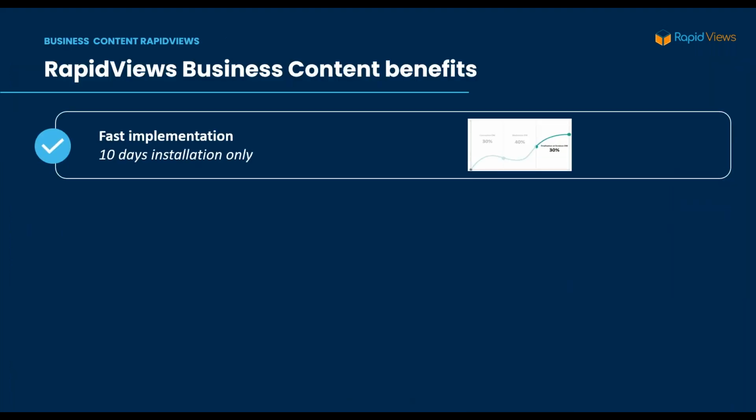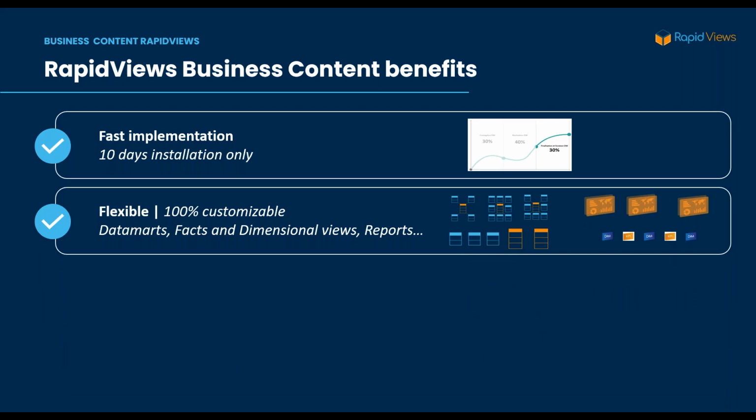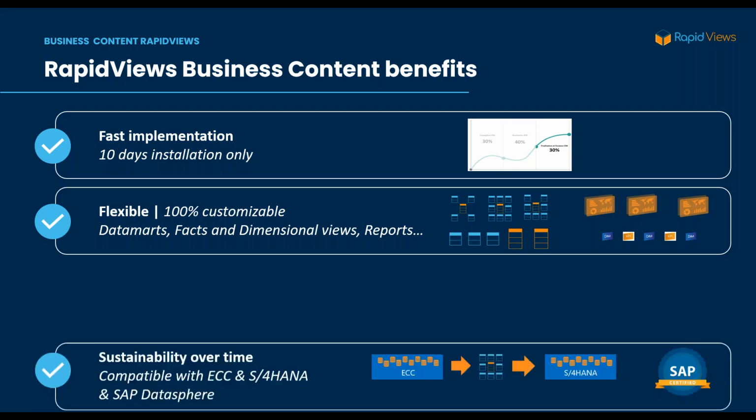Okay, so what do we say? Thanks to our RapidViews Business Content, it's fast because you do not need to start from a blank page, and we provide an accelerator. Everything can be modified. It's not a kind of black box, of course. You can access any dimension, fact, data mart, semantic layer, all the samples of reports that we provide. It's a kind of Lego, a toolbox that contains all these small Lego bricks that you can modify and reuse, of course.